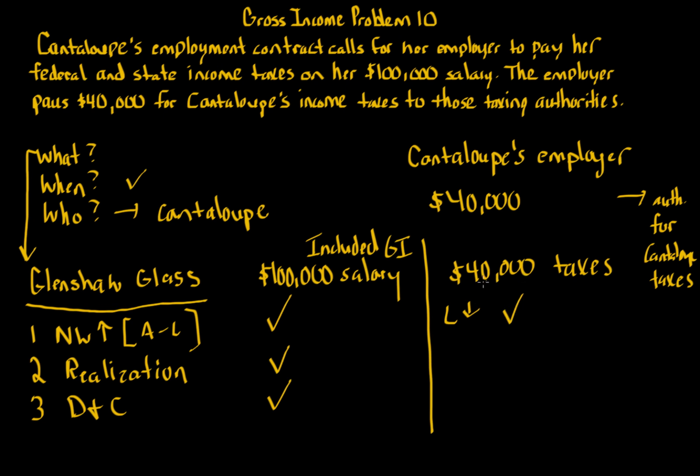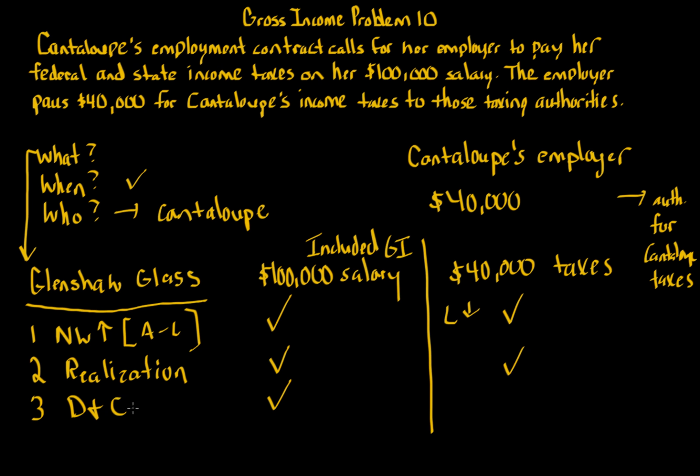So this $40,000 liability goes down. If we have assets equal before and after, no change, and liabilities stay the same before but after they go down by 40,000, that means a negative of a negative 40,000 is a positive 40,000, so net worth goes up by 40,000. Realization, again, this comes from services. The employer is paying the taxes because of Cantaloupe's services, so therefore we have severance.